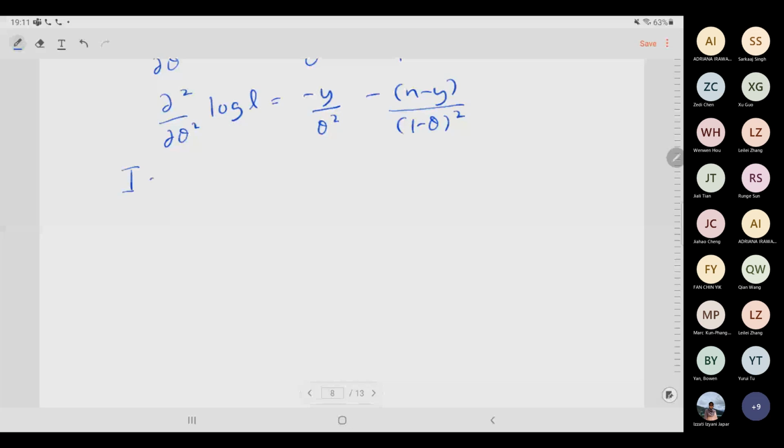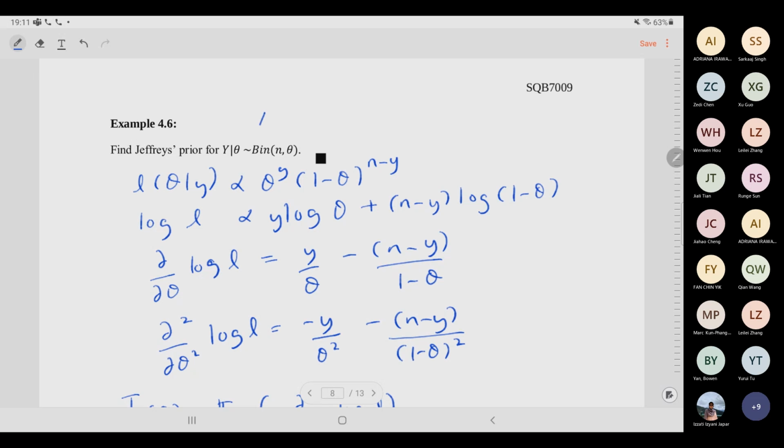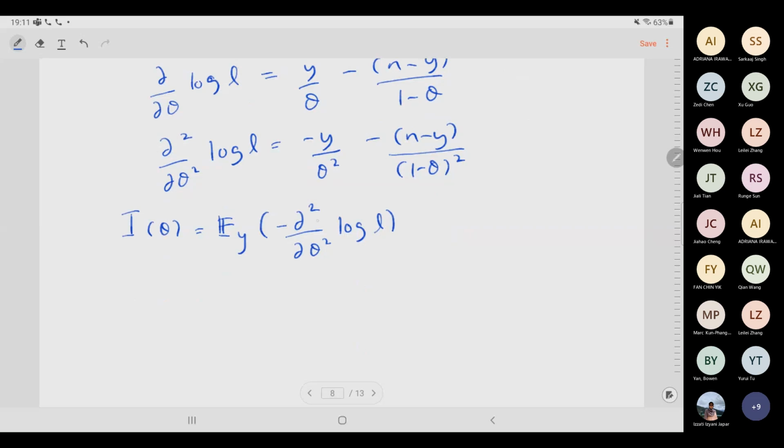For Fisher information, you have to find the expectation, the expectation against your Y, which is the distribution of your Y. Why is this distribution of Y important? Because here your Y is binomial, so you must have a distribution here. Y is binomial, and with theta, the mean is n theta and the variance is n theta (1 minus theta). So that's why the efficient is the expression of this against your Y.